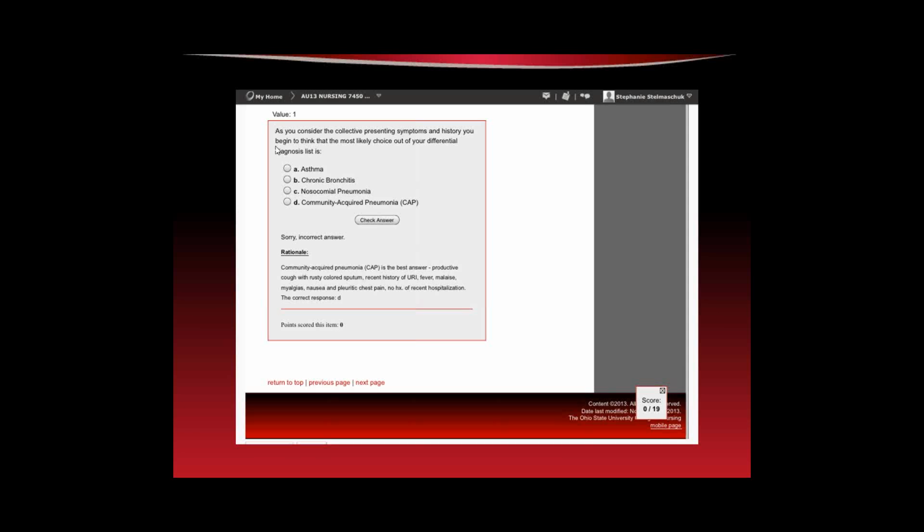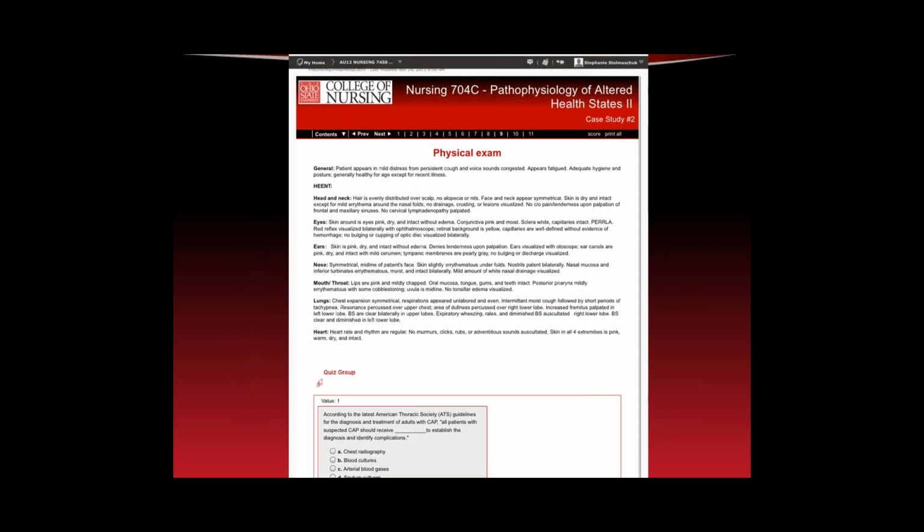One of the features in SoftChalk is you can actually create responses to the answers that students choose. So we explained why community-acquired pneumonia was the correct presentation. You could also explain why chronic bronchitis was not the correct choice for her. And then we go through her physical exam and ask the students to start making diagnostic choices down here with some of these questions.